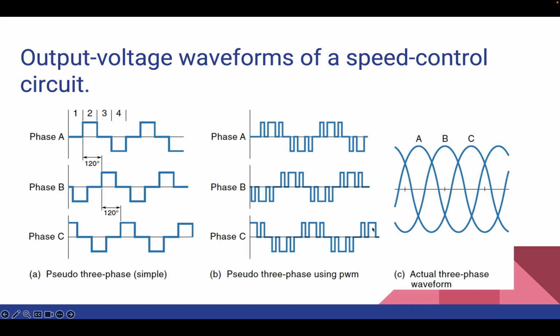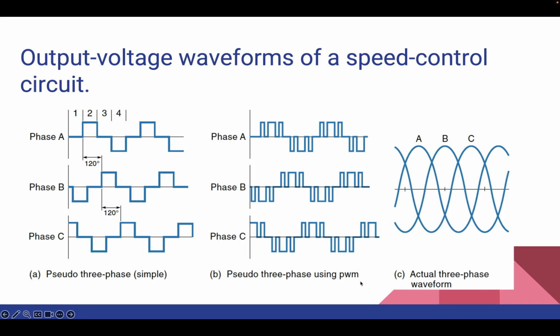Now let's examine the output voltage waveform of the speed control circuit that we saw earlier. There are 3 types that we see here. The first is the pseudo 3-phase simple waveform, and in this configuration we generate a pseudo 3-phase waveform using the basic switching mechanism. The output waveform resembles a 3-phase AC signal, but it's generated using a simple control technique.